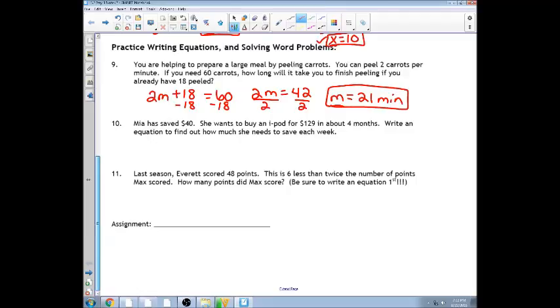Mia already has $40 saved. She wants to buy an iPad for $129 in about 4 months. Write an equation to find out how much she needs to save each week.